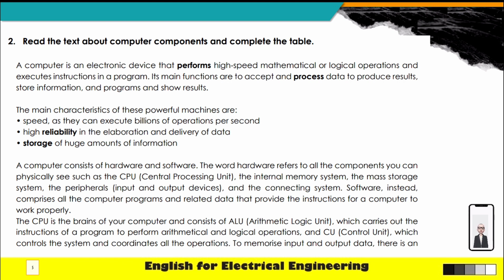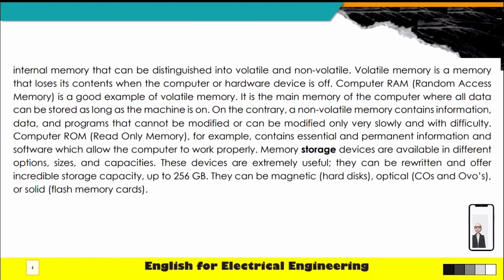The CPU is the brains of your computer and consists of ALU, or arithmetic logic unit, which carries out the instructions of a program to perform arithmetical and logical operations, and CU, or control unit, which controls the system and coordinates all the operations. To memorize input and output data, there is an internal memory that can be distinguished into volatile and non-volatile.